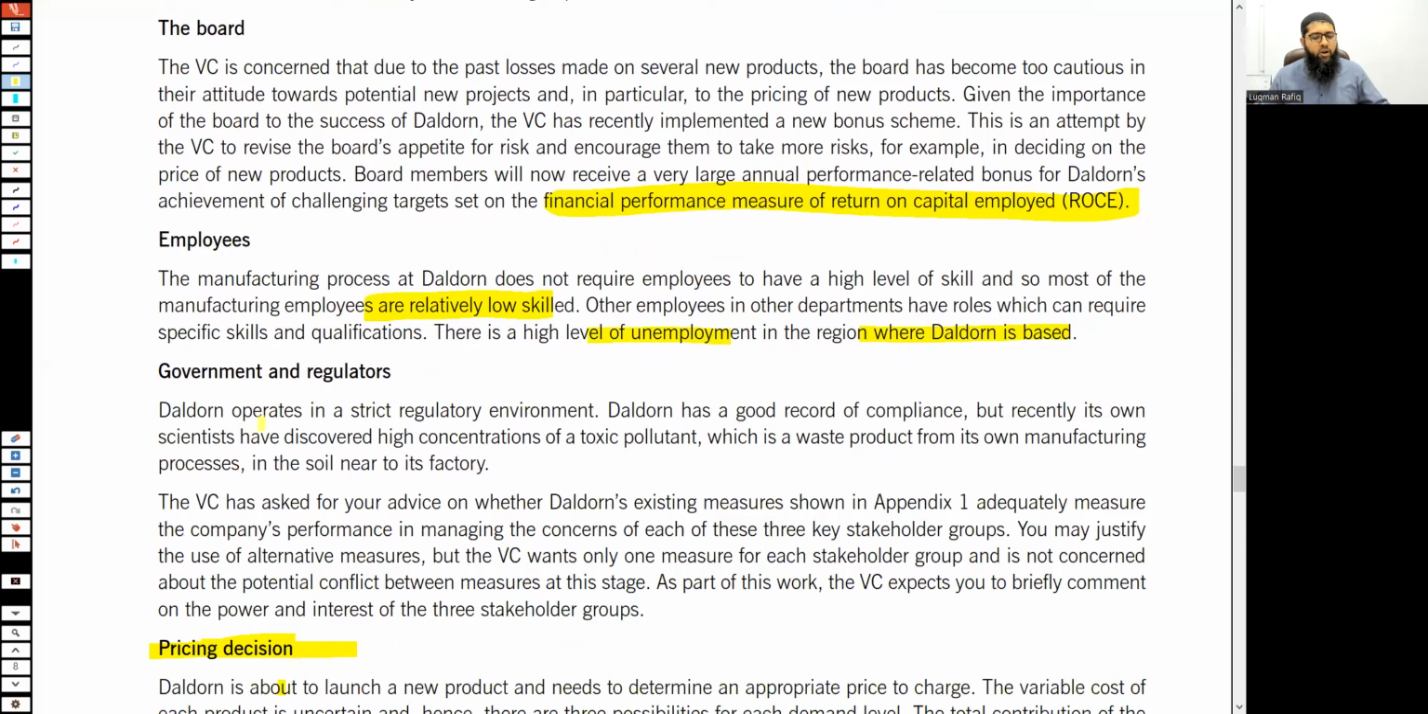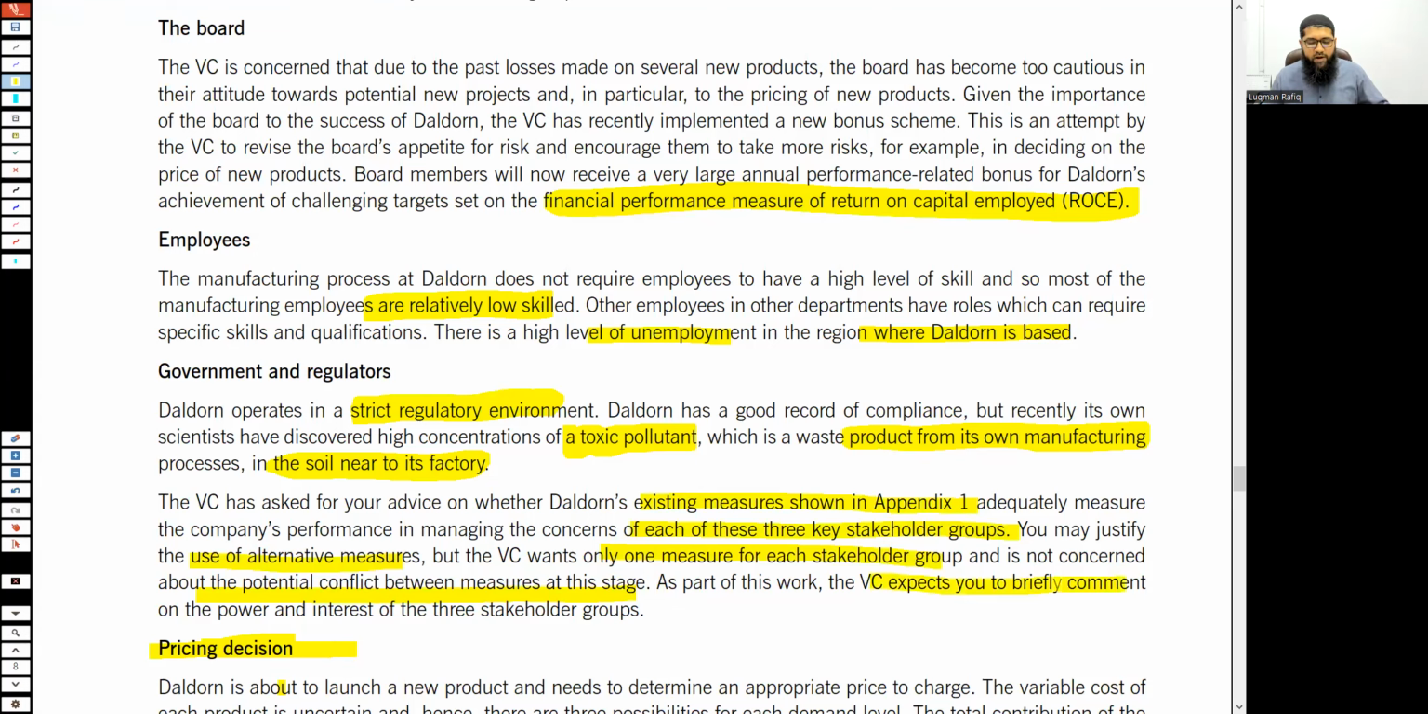Now, lastly, Deldon operates in a strict regulatory environment. Now, that's a problem. Deldon has a good record of compliance, but recently its own scientists have discovered high concentration of toxic pollutant, which is a waste product from its own manufacturing process, in the soil near to its factory. VC has asked for your advice on whether Deldon's existing measures in the Appendix 1 adequately measure the company's performance in managing the concerns of each of the 3 key stakeholder groups. You may justify the use of alternative measures, but the VC only wants one measure for each stakeholder group and is not concerned about potential conflict between measures at this stage.